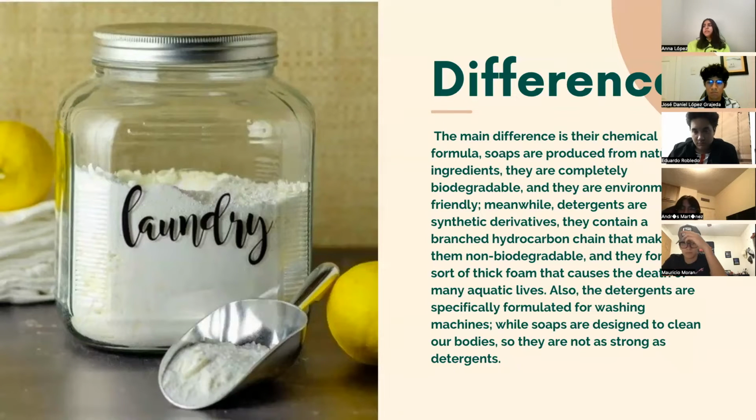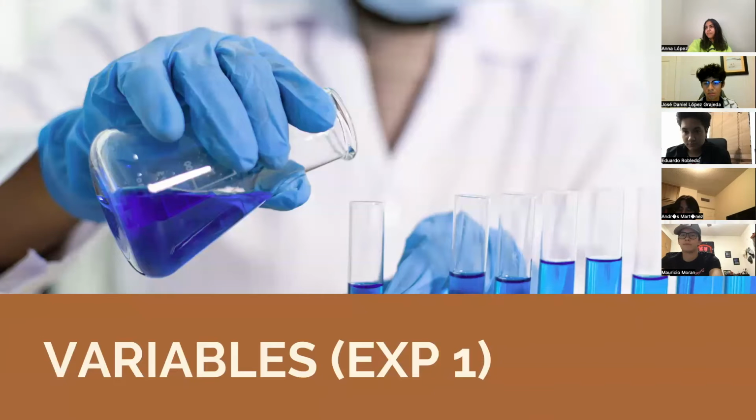The difference between a soap and a detergent is their chemical formula. Soaps are produced from natural ingredients, and they're completely biodegradable. Meanwhile, detergents are synthetic derivatives, and they contain branched hydrocarbon chains that make them non-biodegradable.